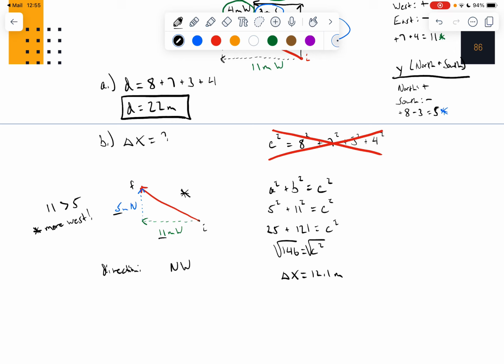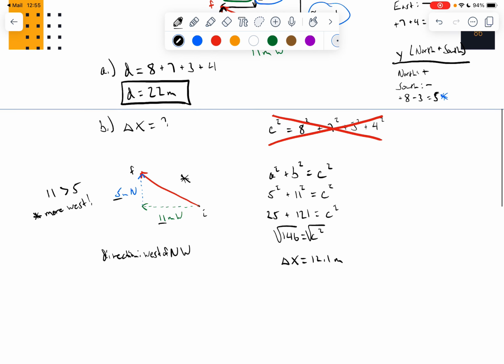So if we go more west, then that means we describe our direction as being west of northwest. So to put this all together, our magnitude and direction of our displacement, you can say we're going to travel 12.1 meters west of northwest.